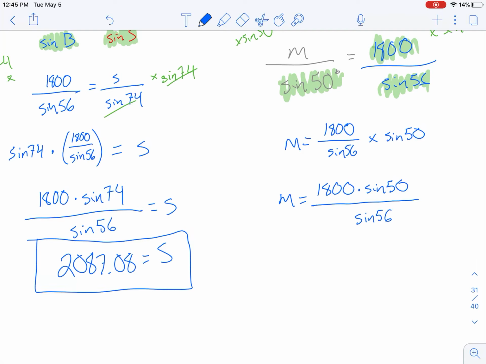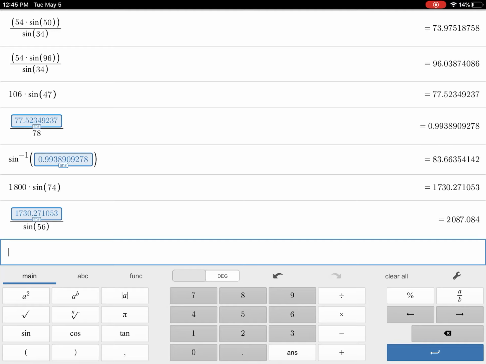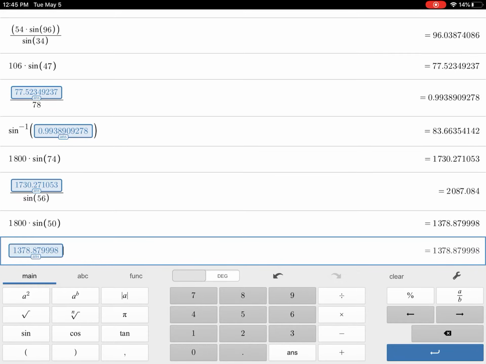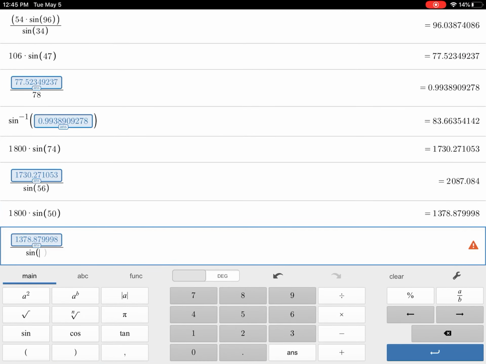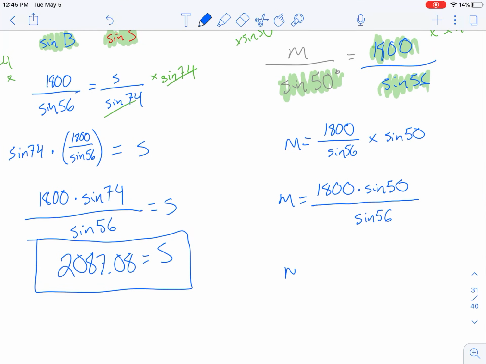Type that into your calculator: 1800 times sine 50. Once again, some of you will be able to type this in all as one, and some people will have to use that answer key. 1800 times sine of 50. If you hit enter, it stores that in your calculator, and you type answer divided by sine 56. Enter, we get 1663.23. M is equal to 1663.23, and there is M.